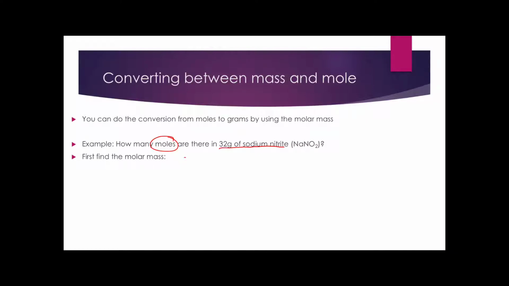So sodium is 22.99. The mass of nitrogen is 14.01. And we have 2 oxygens with a mass of about 16, and you should get 69 grams per mole. All right, so now we're going to use that to convert to moles.